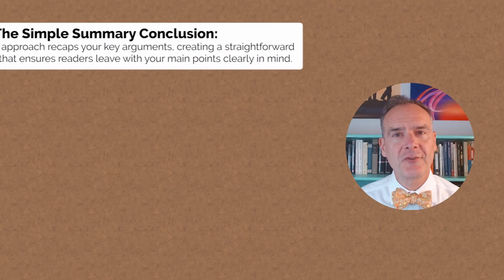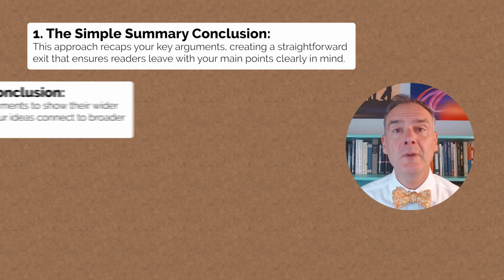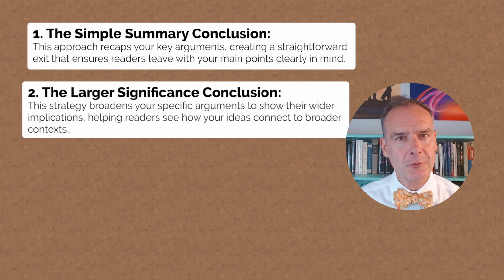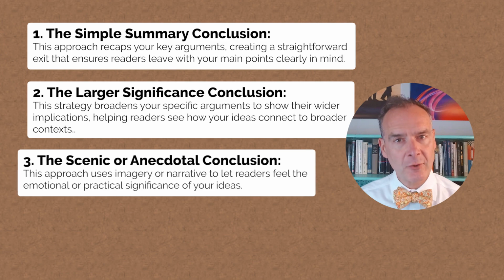When crafting your conclusion, you basically have four options. One is the simple summary conclusion. This approach recaps your key arguments, creating a straightforward exit that ensures readers leave with your main points in mind. Two is the larger significance conclusion. This strategy broadens your specific arguments to show their wider implications and helps readers see how your ideas connect to broader contexts. Three is the scenic or anecdotal conclusion.